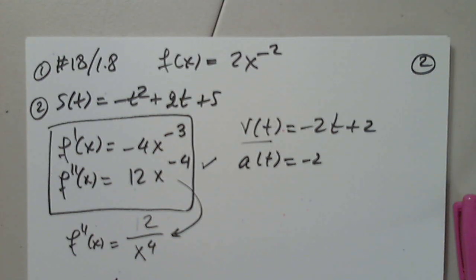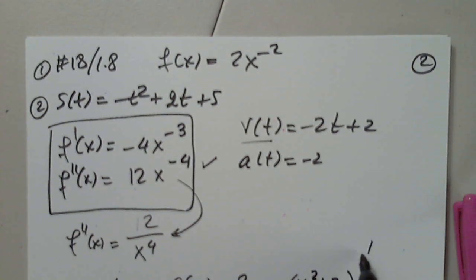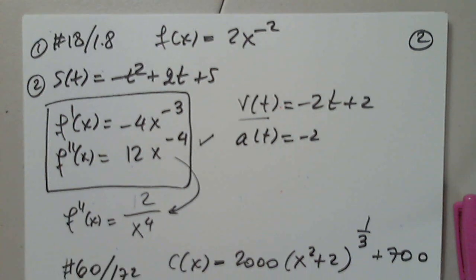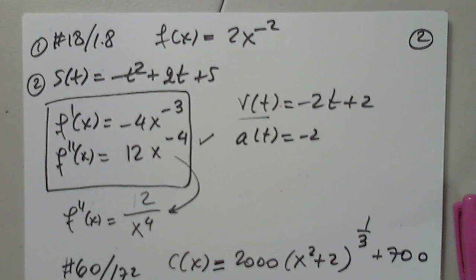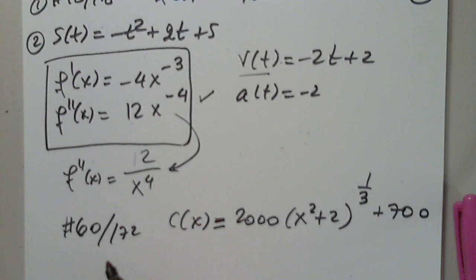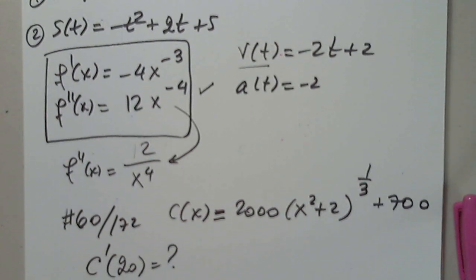Total cost. Okay. So the total cost function is given by C of x equals 2,000 times the cube root of x squared plus 2, where C is the total cost in thousands of dollars of producing x airplanes. Find the rate at which the total cost is changing when 20 airplanes have been produced. This is the function, correct? Yes, that's it. Okay, so basically the problem is asking us for C prime of 20. This is what we are asked to find.